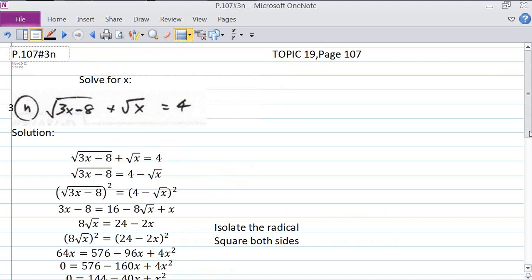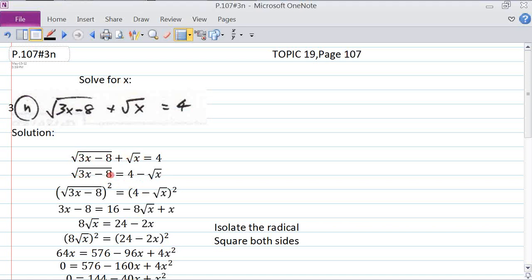Now over here, again, I've got the root of 3x minus 8 plus the root of x equals 4. What I'm going to do is just leave one root sign by itself, the more complicated one, 3x minus 8. I'm going to isolate that on the left, and bring this other plus root x to the other side. So I have root signs on both sides. If I try to square this, it's going to be very, very difficult.